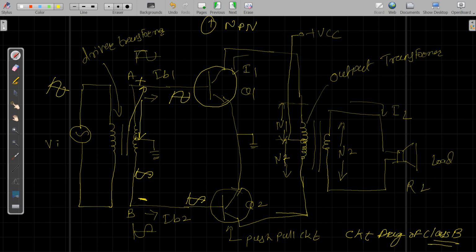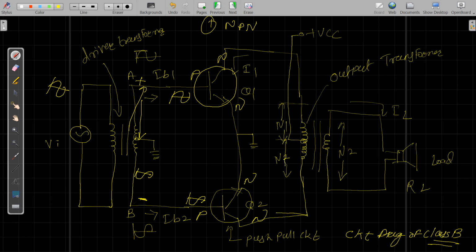And we know that both are of NPN type. So what happens here is, when you have applied the positive half cycle, this one is connected to the positive and here the negative is connected. So Q2 will be cut off, and Q1 is on, in forward bias. Therefore this transistor will be on, and this transistor will be off.